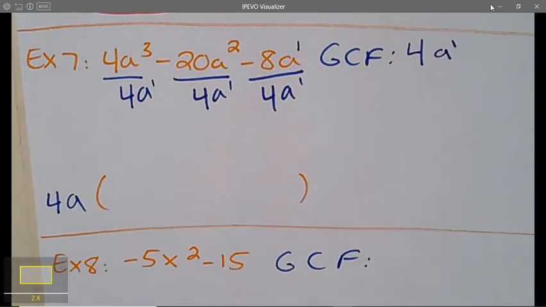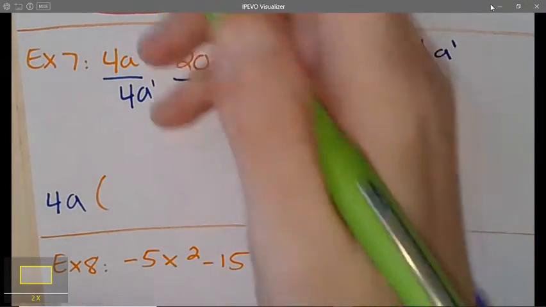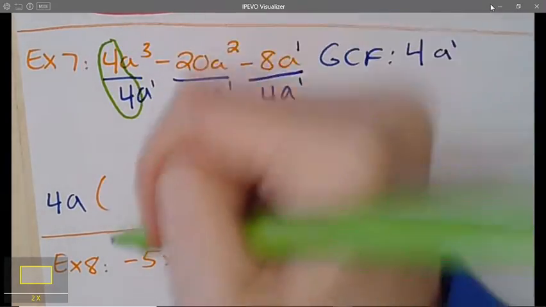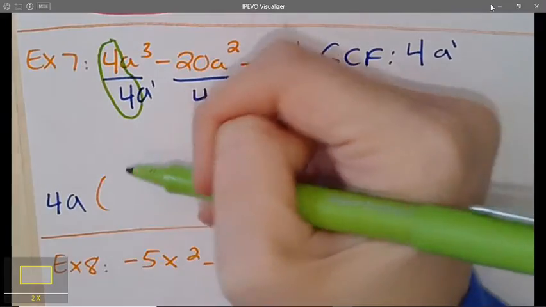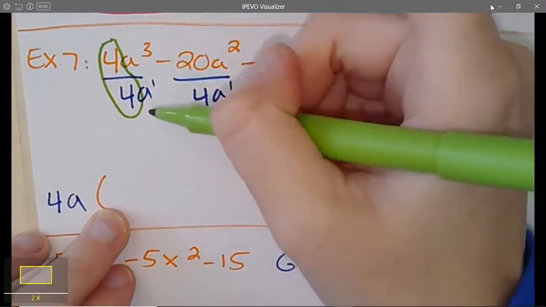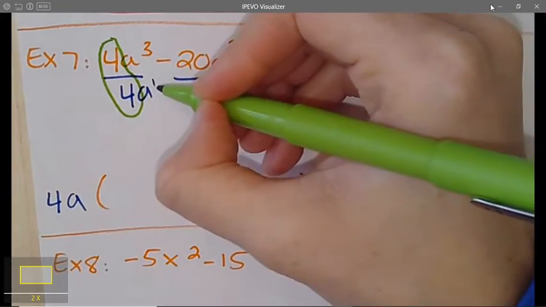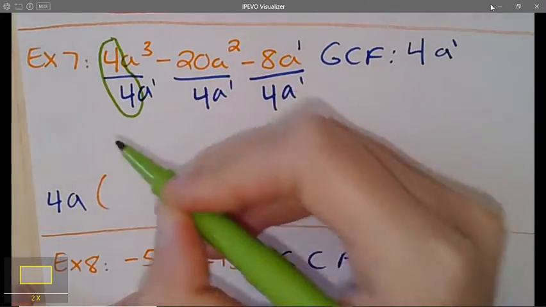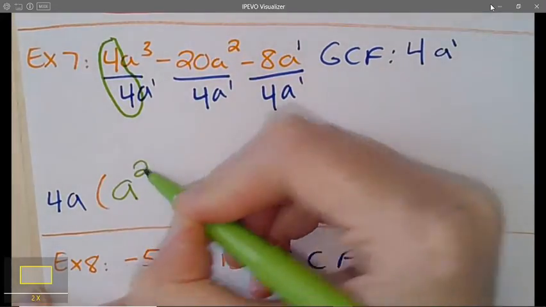Okay, so let's get going. So I'm going to start by dividing by my coefficients. So 4 divided by 4 is 1, so you could write a 1. I'm not, but you can. And then when we have variables with exponents, you subtract the exponents. So 3 minus 1 gives me a 2. So you can write this as 1a squared or just a squared. I'm going to write it as a squared.